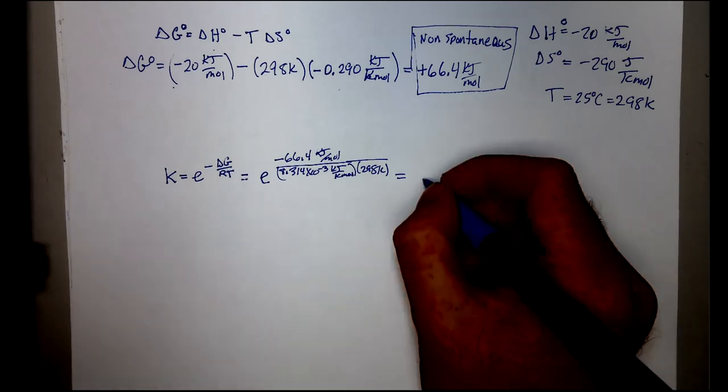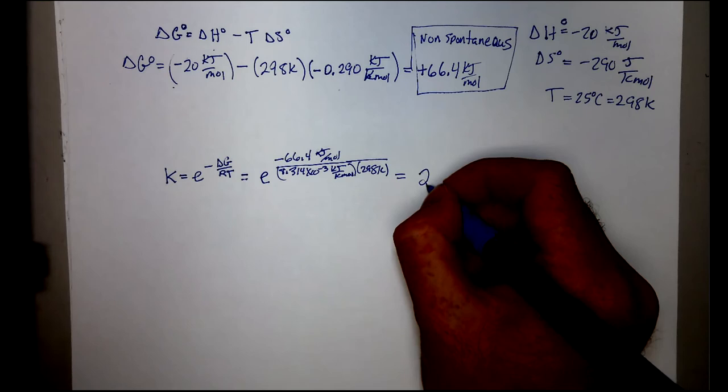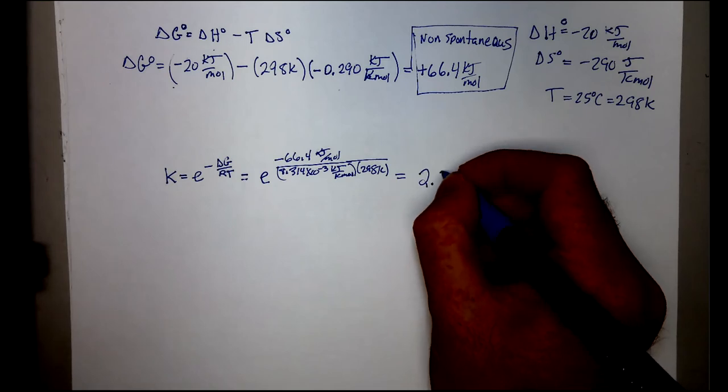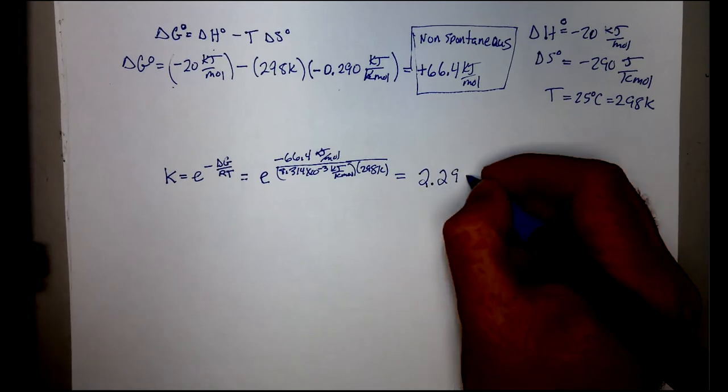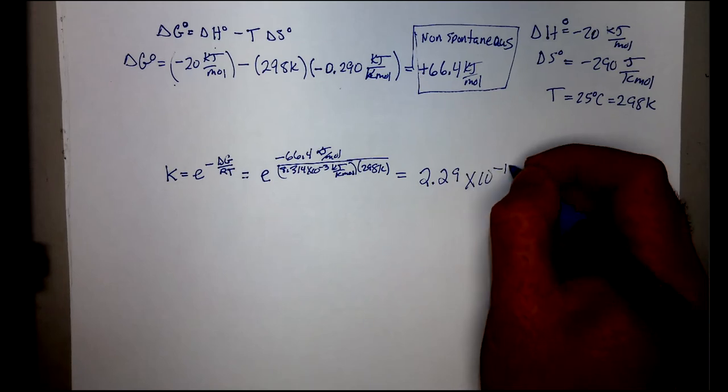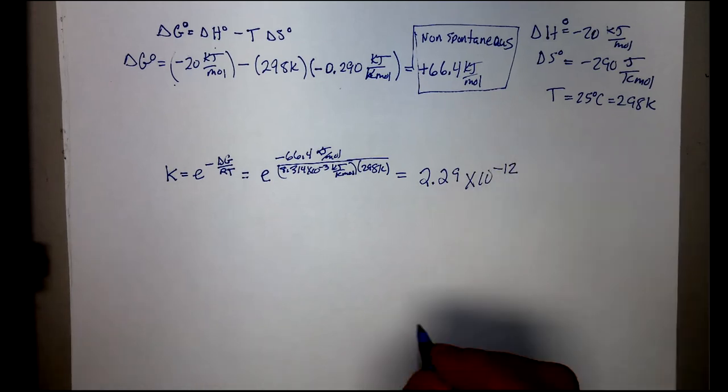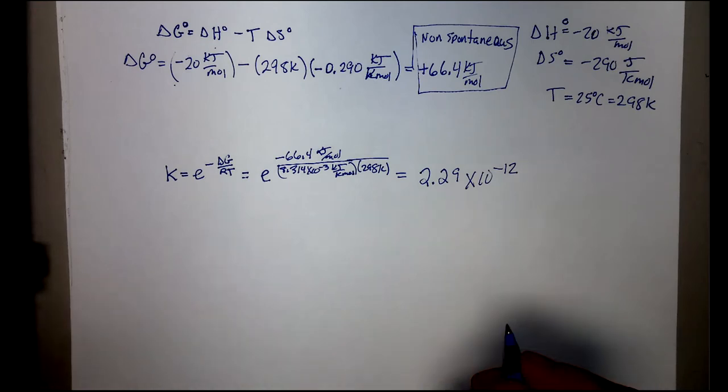And so you're going to get an equilibrium constant of 2.29 times 10 to the negative 12th. And that would definitely be a very reactant-favored process, which would be about what we'd expect.